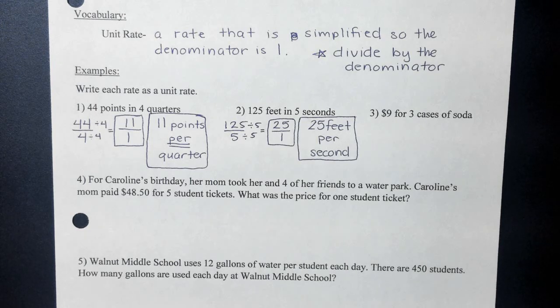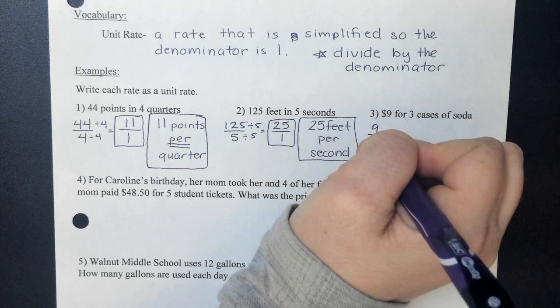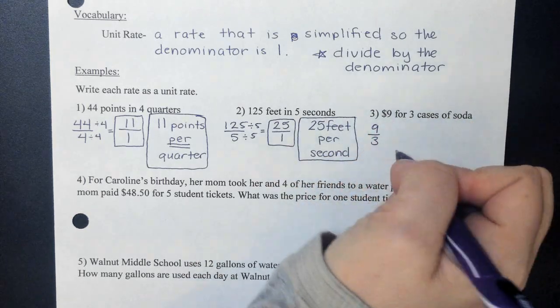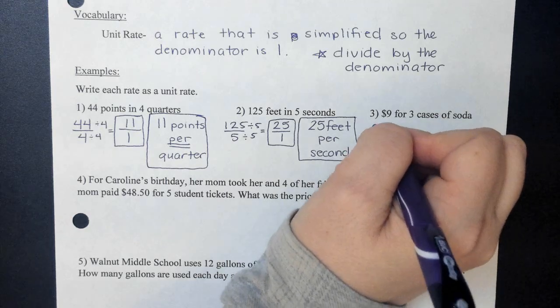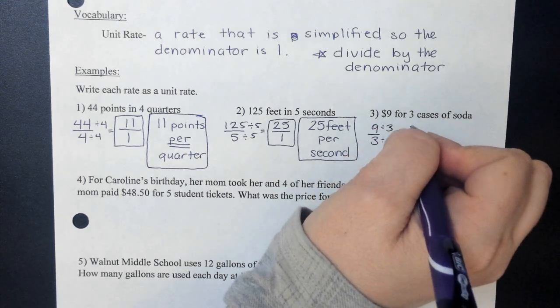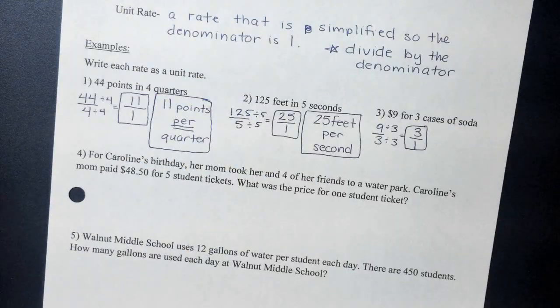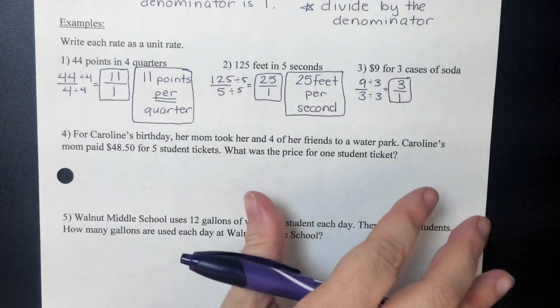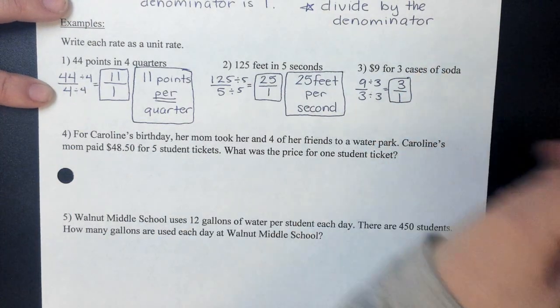Okay? Number 3, set up my fraction. Lex, 9 over 3. Alright, what am I dividing by here, Cade? 3. So that's going to give me 3 over 1. Okay, be very careful with this sentence. What should my sentence say? I've had it messed up a couple of times today. Peyton? 3 cases of soda per dollar. No.